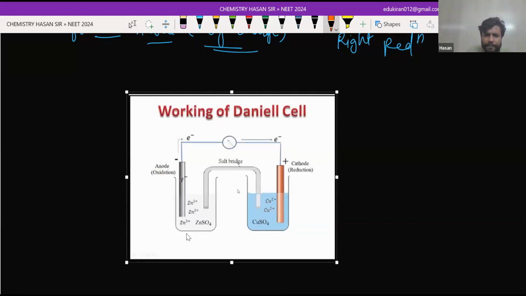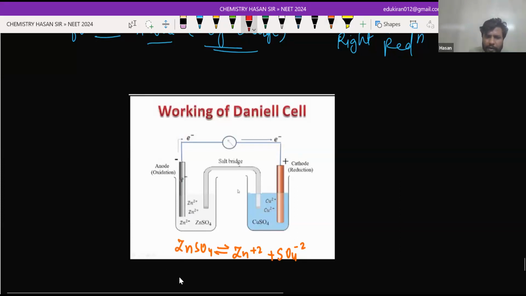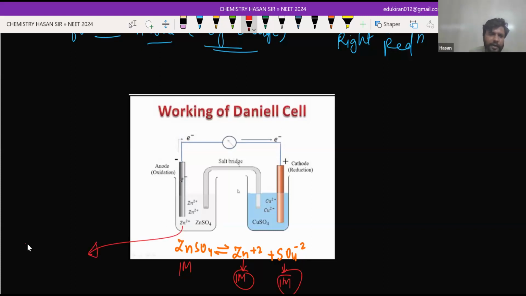Now see, again I have taken this. Now what happens? Initially ZnSO4 is there. So when you are going to dissociate it, it will be converted into Zn+2 plus SO4-2. That means, let's say if you have taken one molarity of this, so in the solution there will be one molarity of Zn+2 and one molarity of SO4-2. That means they are electrically neutral. Yes or no? Yes, sir. You can see positive and negative are equal. So they are electrically neutral.